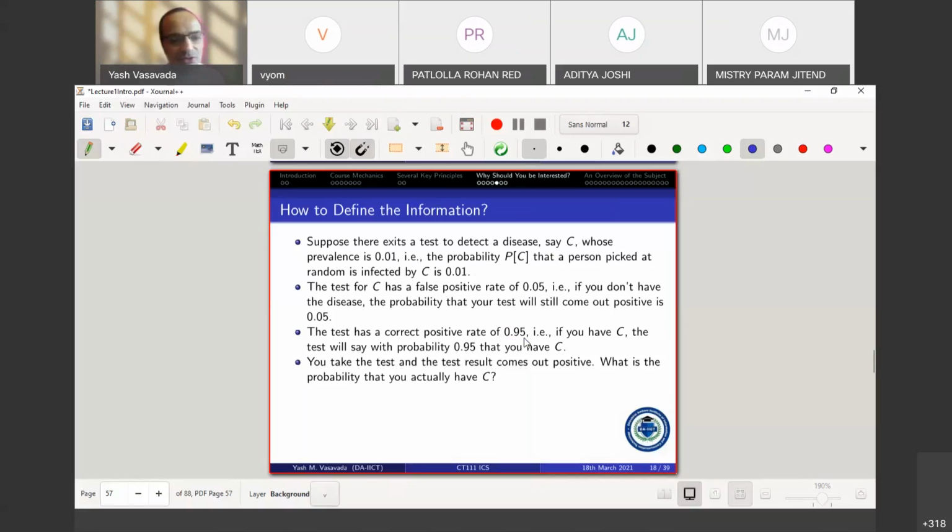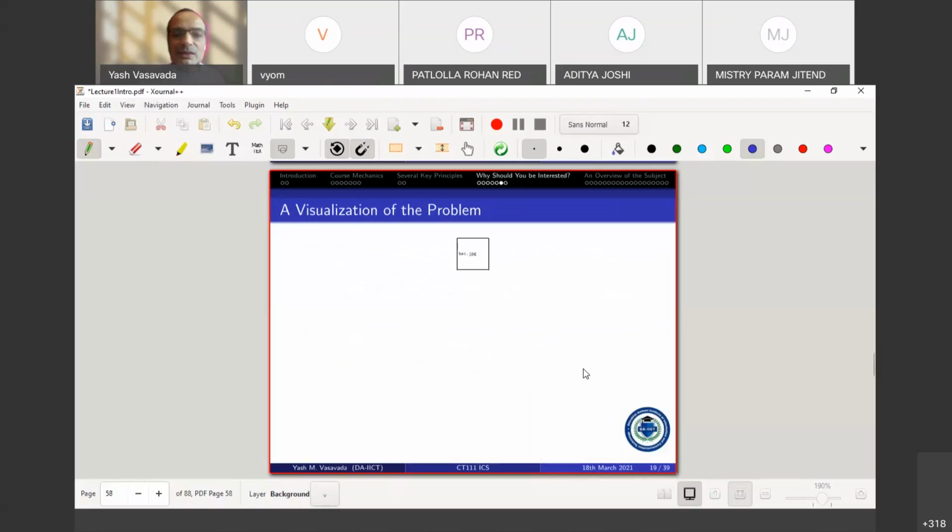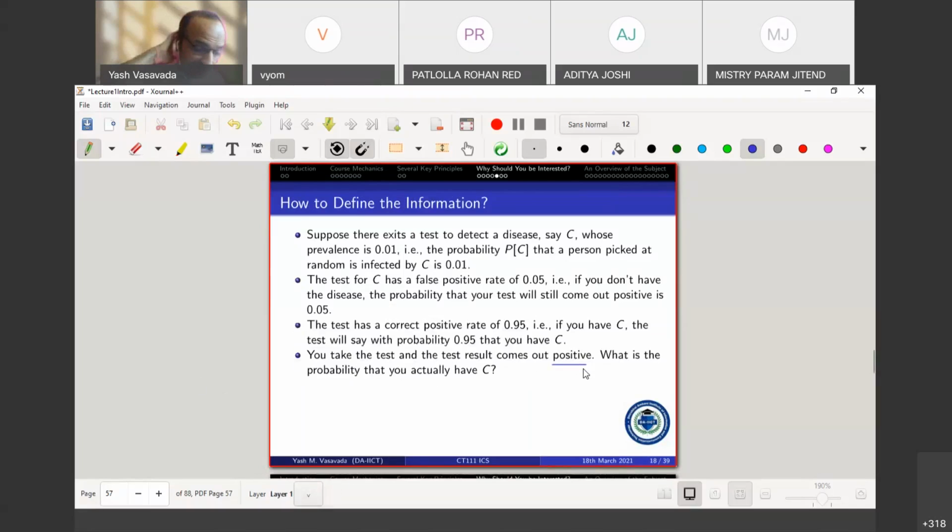So now this is the question: you take the test and the test result unfortunately comes out positive. The question is, what is the probability that you actually have this disease? So again, I'm going to open this poll and I'm going to ask you to answer this question. So you should start working on this.